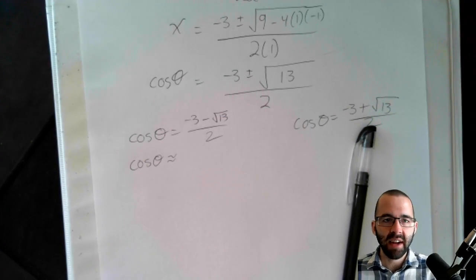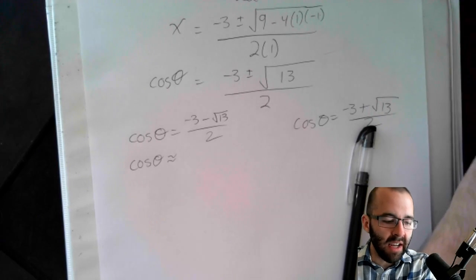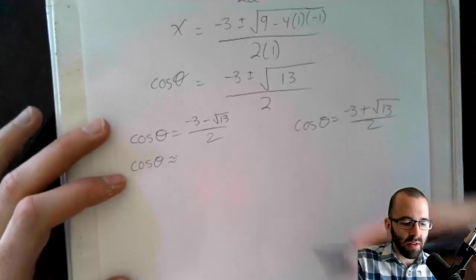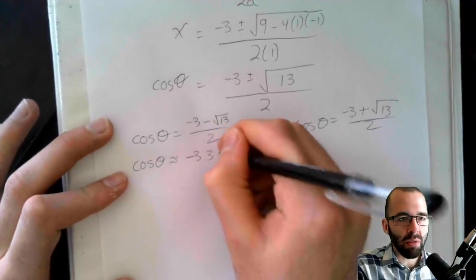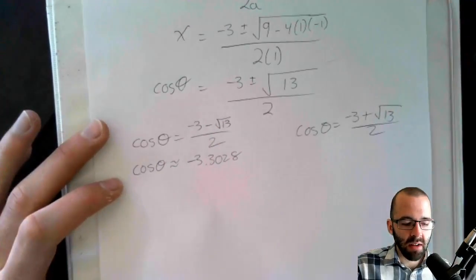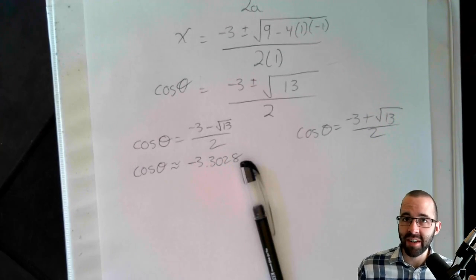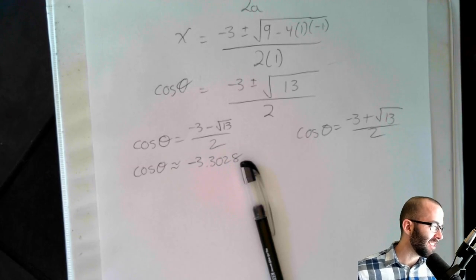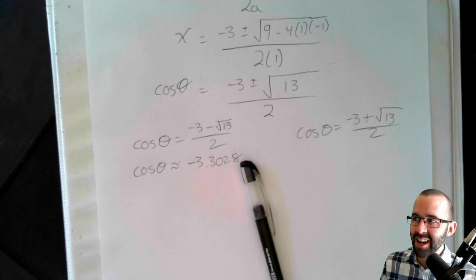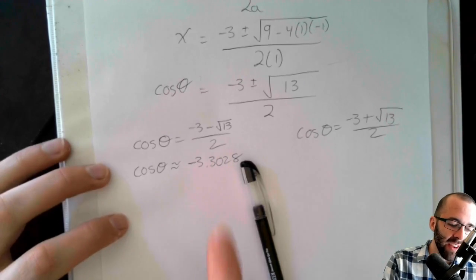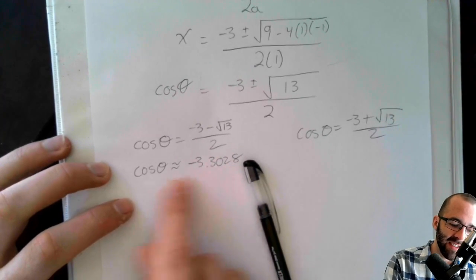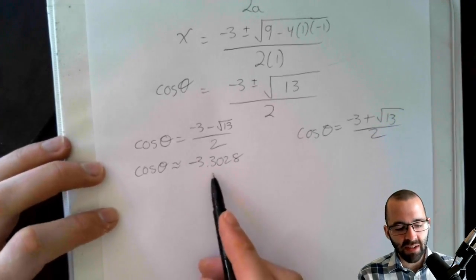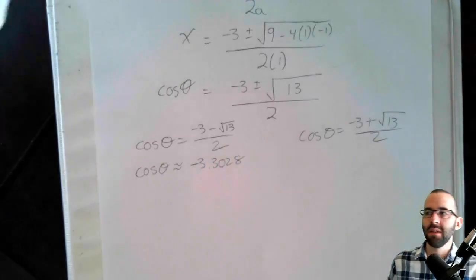Let's see what that left-hand side is equal to. -3 minus the square root of 13 divided by 2. That's -3.3028. And now this should make you very happy or very sad, depending on your point of view. It makes me very happy, as I don't like to do more work than I have to. Why is this notable? Why is this -3.3028 notable?